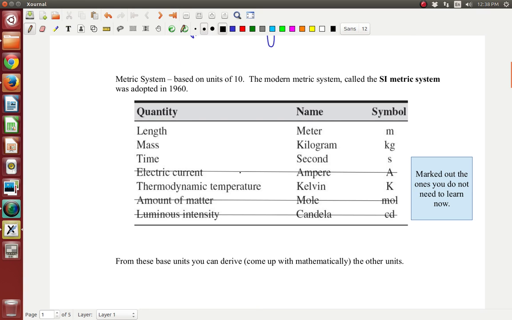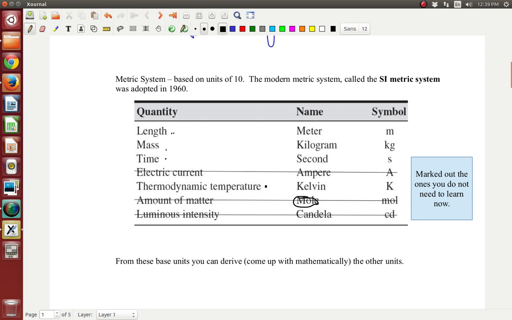Now, I marked out on here the things that you do not have to know yet. You do not have to know current. The amount of matter is a mole, and we're going to cover moles super well by the time we get to Chapter 9. So the things I want you to know right now are length, mass, time, and temperature.